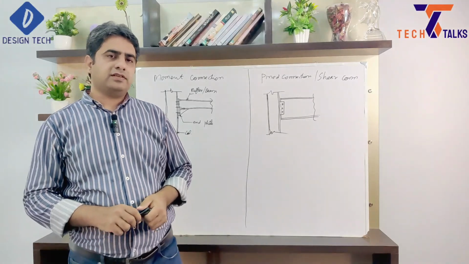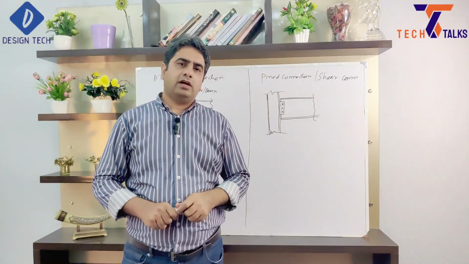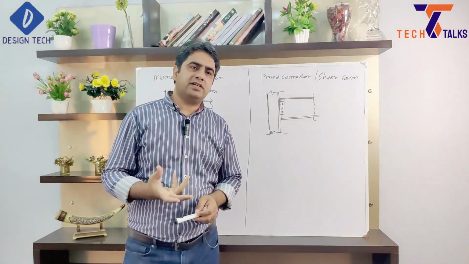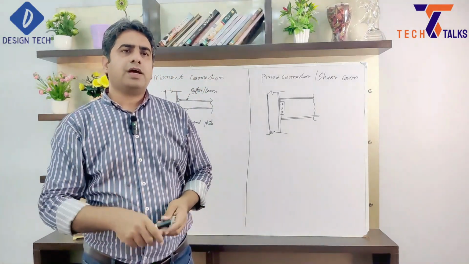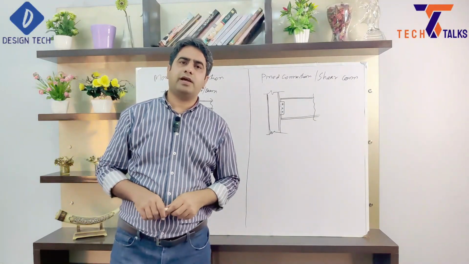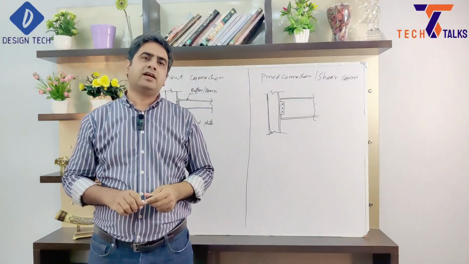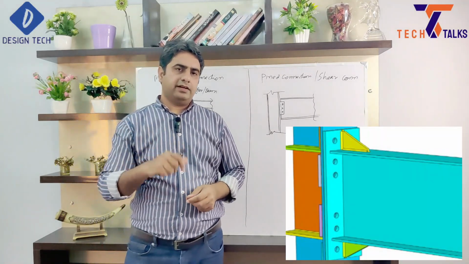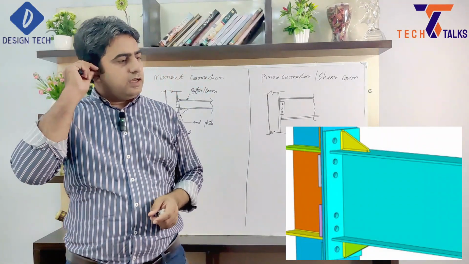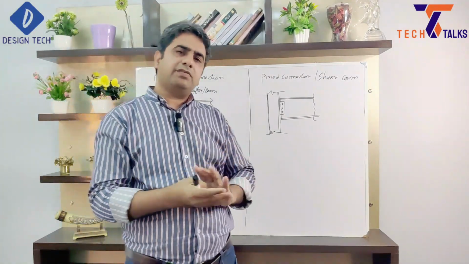My today's topic is related to MS structures. Today we will discuss very basic things which are related to connections. There are mainly two types of connections which we use for any MS structures: pinned connections, which are also called shear connections, and moment connections. We will discuss the difference between both.